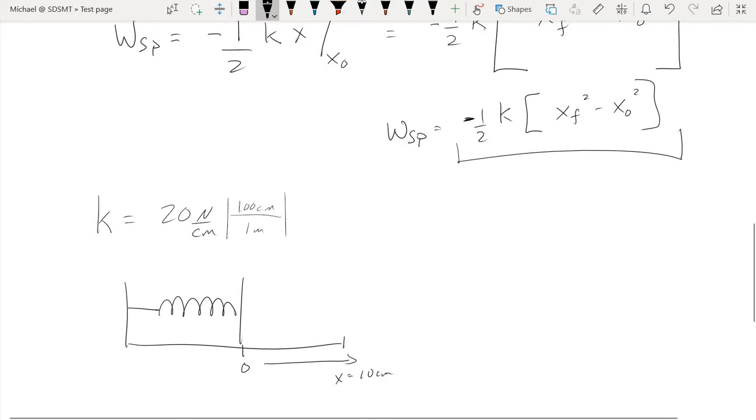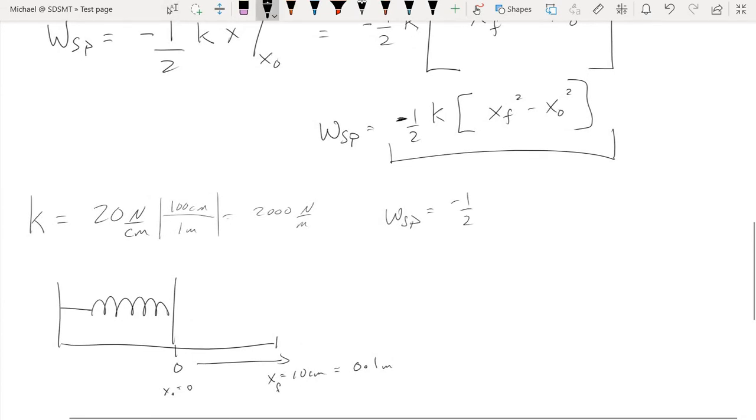So we get 100 centimeters for every meter. That means that we have 2,000 newtons per meter for the spring constant. And our final value for our x position, 10 centimeters, is going to be 0.1 meters. Here we go. Spring force is minus 1/2 spring constant, 2,000. The final position squared, 0.1 squared, minus the initial position squared, 0 squared. So what are we going to get? Well, given the way that everything is laid out in the math here, we're going to be getting a negative number. But that was to be expected because we are displacing ourselves away from equilibrium. And as we do that, the spring force is going to be pointing back.